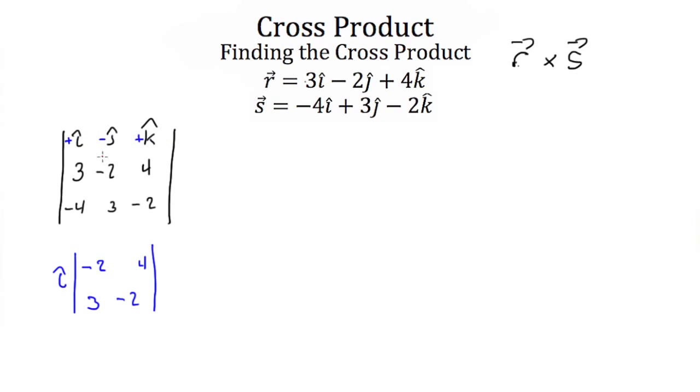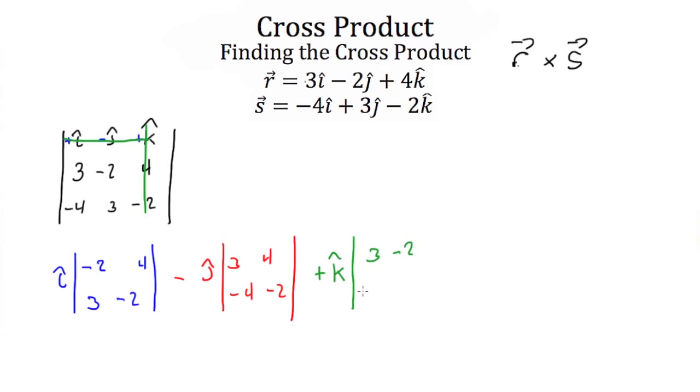Then I take this negative j, and I multiply it by whatever's left after I ignore everything next to it and below it. So the matrix 3, 4, negative 4, negative 2. Then I go to my positive k, and I multiply that by everything that's left when I ignore everything below it and to the left of it. So the matrix 3, negative 2, negative 4, and 3.